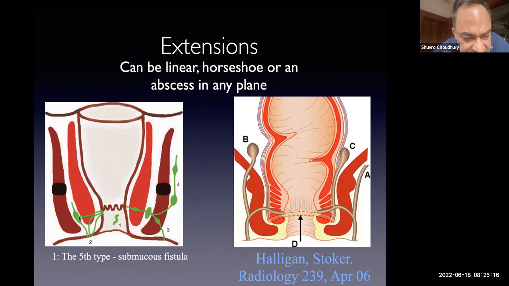This is an intersphincteric fistula, but this time with a little tract abscess inside the intersphincteric plane. So you need to talk about the tract and you need to talk about the tract abscess. Number one, as I said, is not even a fistula. It is a submucous inflammation only. It is basically an anal gland inflammation.